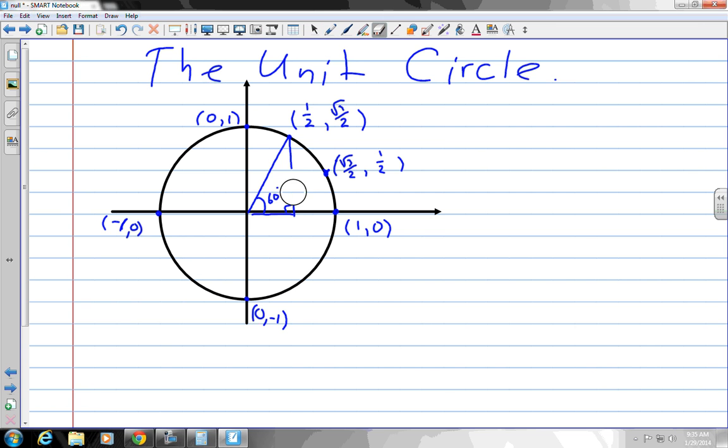So let me erase this. Now let me take a look at this point right here that will correspond to a 45 degree angle. Same way, I can drop a height. So this will be a 45, 45 triangle.